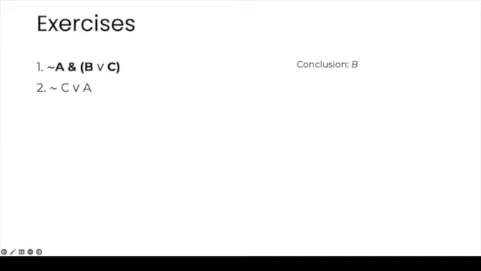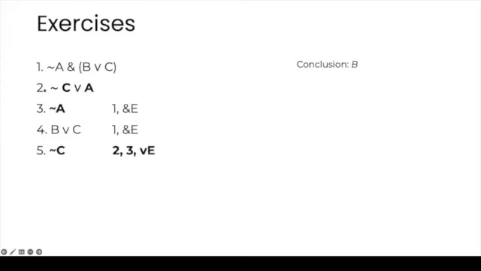Out of these two sentences, the only one we are in a position to break up is number 1, which is a conjunction. So we write each of the conjuncts in a different line and justify the step by ampersand elimination from line 1. Then we can get not C from lines 2 and 3 by V elimination. And now we can get B, again by disjunction elimination, this time from lines 4 and 5. So we reach our conclusion, and we have thereby shown that the argument is valid.